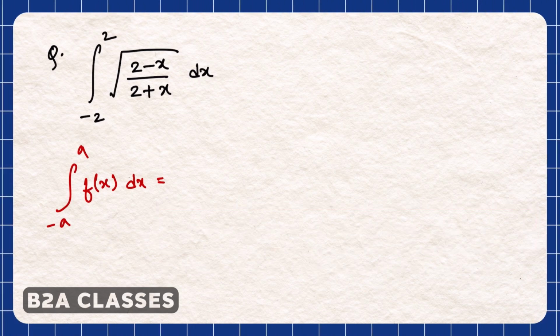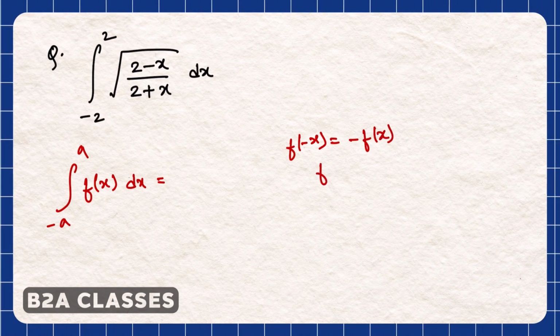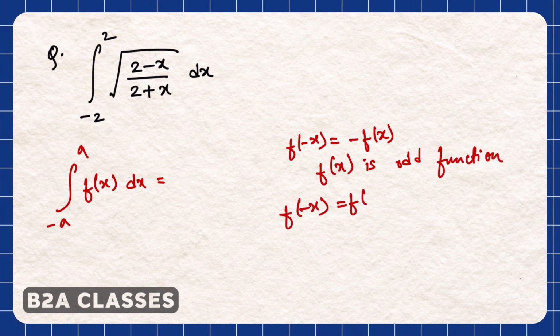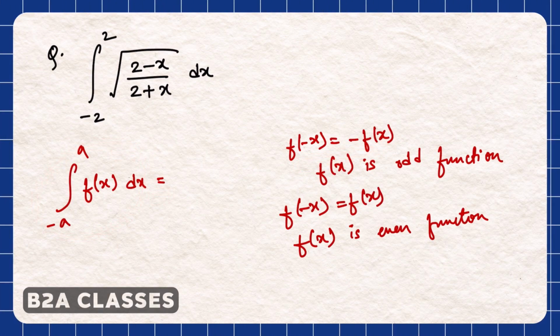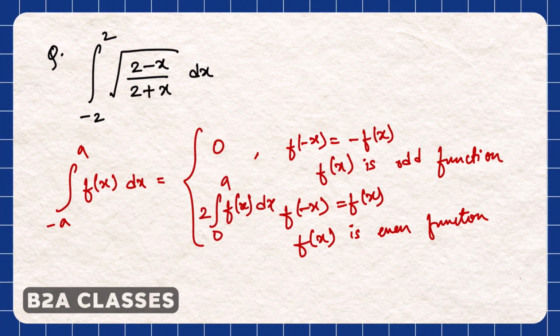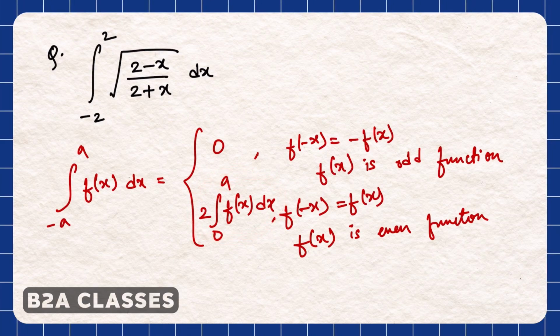So how do we check whether the function is odd or even? For that, we have to find f of minus x. If f of minus x is minus f of x, we say that the function f of x is an odd function. And if f of minus x is f of x, then we say the function is an even function. Whenever the function is odd and the integral is in this form, the result of the integral will be 0. And if the function is even, that means f of minus x is f of x, then the result of the integral is 2 times the integration from 0 to a of f of x dx. So first we need to check whether the function is odd or even. If odd, the answer will directly be 0, and if the function is even, the result will be this.